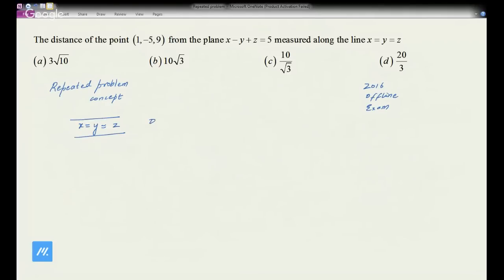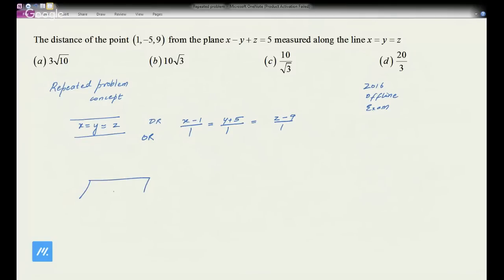So what is the dr? You can write x minus 1 by 1 is equal to y minus 5 by 1 is equal to z plus 5 minus 9 by 1. This is also the equation of a line. Yes or no? Either you can use this or you can use this. Both of them are correct.